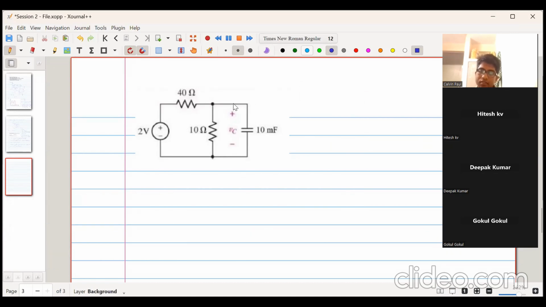So at steady state, the capacitor acts as an open circuit. That means no current flows through the capacitor. So whatever current is flowing will flow through this resistor and it will close. So we will find the current which is flowing at steady state. What will be the current flowing through the network?